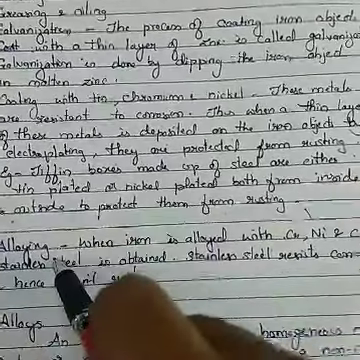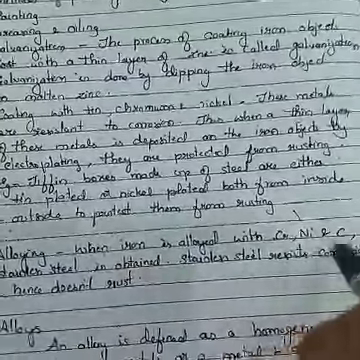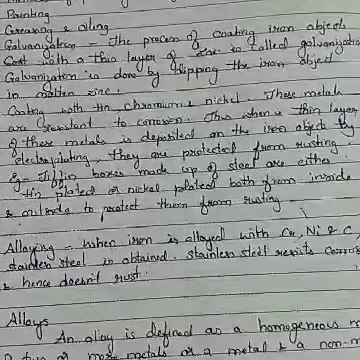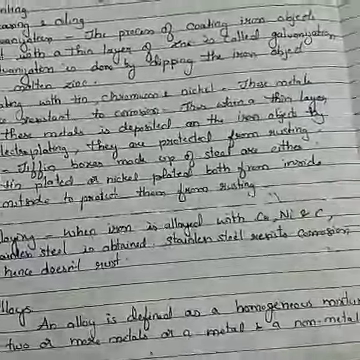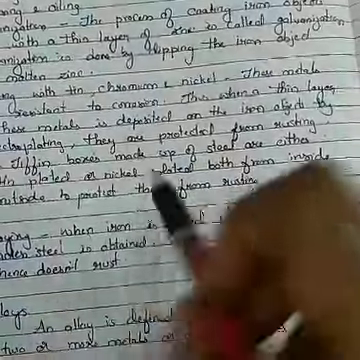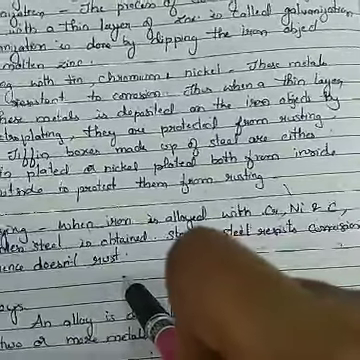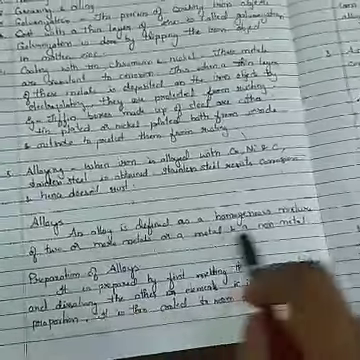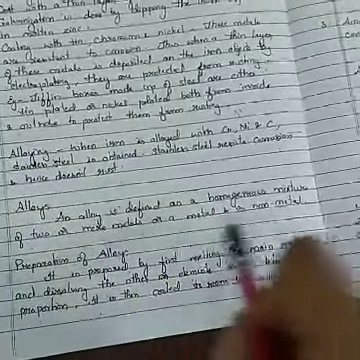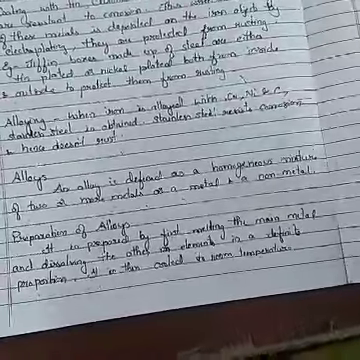We can also do alloying to prevent rusting. What is alloying? When iron is mixed with copper, nickel and carbon in the appropriate amount, you will get stainless steel. This stainless steel is resistant to corrosion and hence it doesn't rust. Now what are alloys? An alloy is defined as a homogeneous mixture of two or more metals, or a metal and a non-metal.